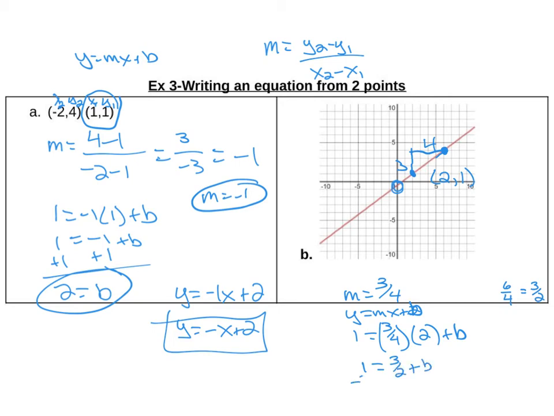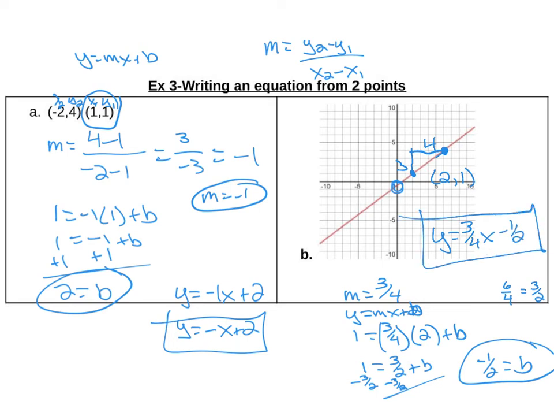And if we subtract 3/2 from both sides, 1 minus 3/2 is really going to equal -1/2. So over here, we know b is equal to -1/2. So just kind of coming back up, way up top here, right here in the middle, y equals 3/4 x minus 1/2, and we have our equation.